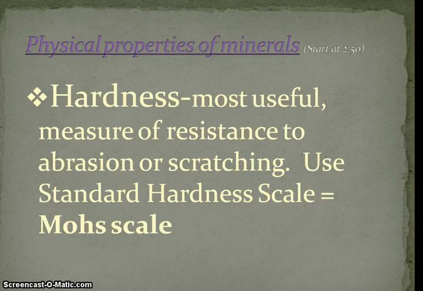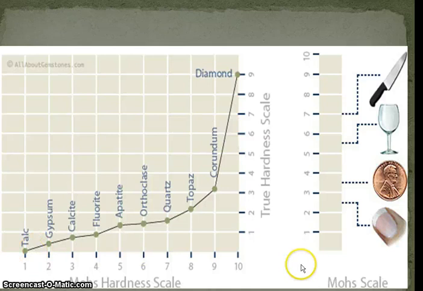Now, hardness is again resistance to abrasion or scratching. It's how hard, how tightly packed the molecules are together. We use the Mohs hardness scale to measure hardness. Now, this is the Mohs hardness scale. It's from 1 to 10.